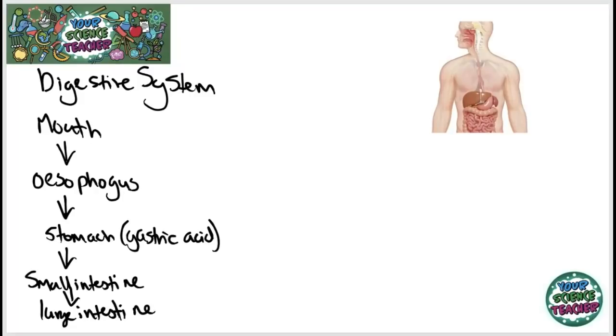Now, it can take over 8 hours for your food to pass all the way from your mouth through your small intestine. On the way, it's going to encounter different enzymes. And the way enzymes work is they are specific to the nutrient that they work on. For example, proteins are broken down by the enzyme protease into amino acids.